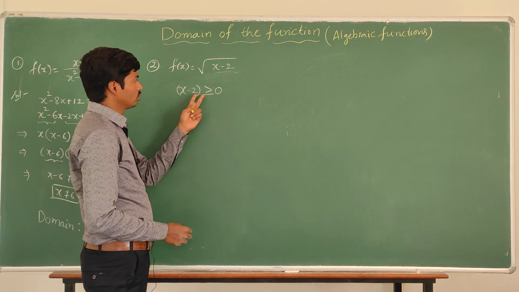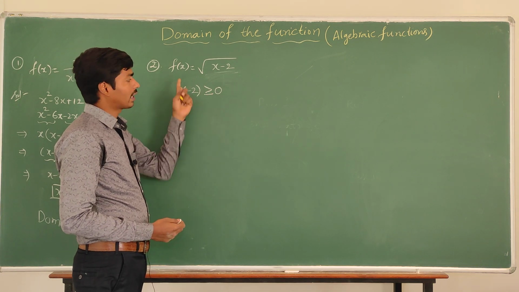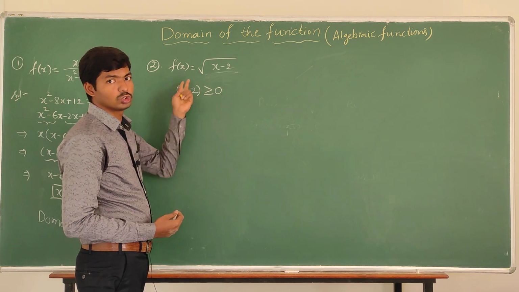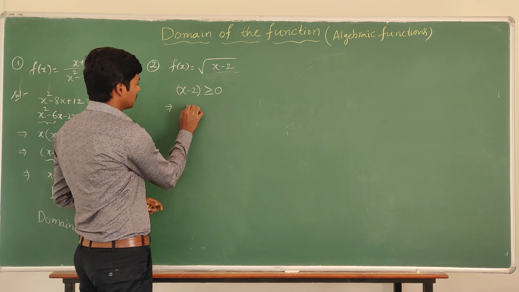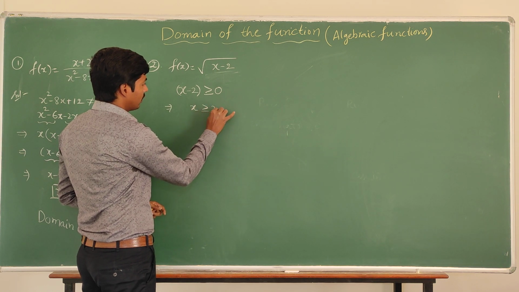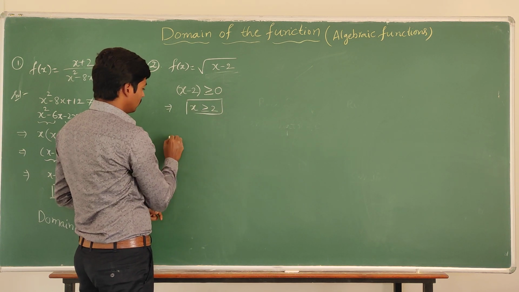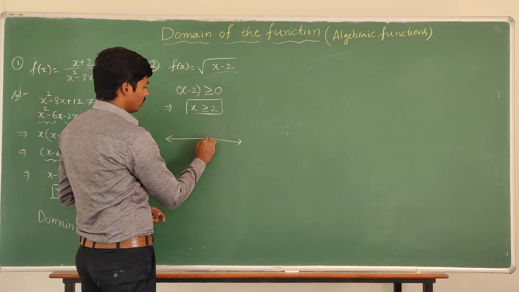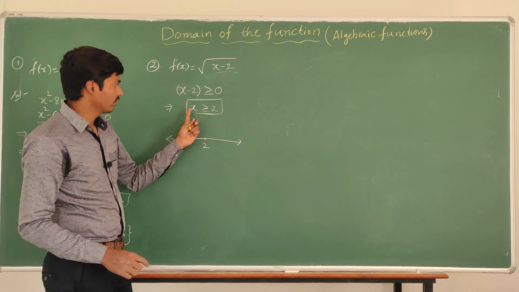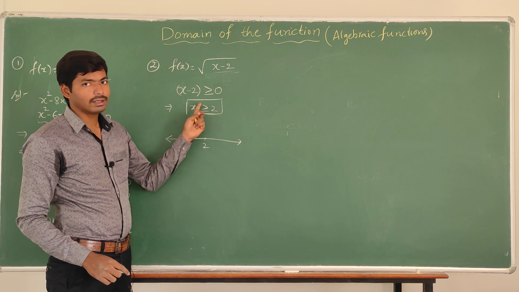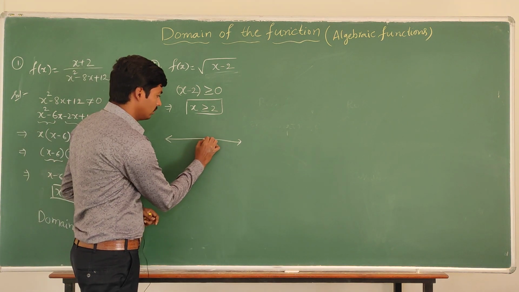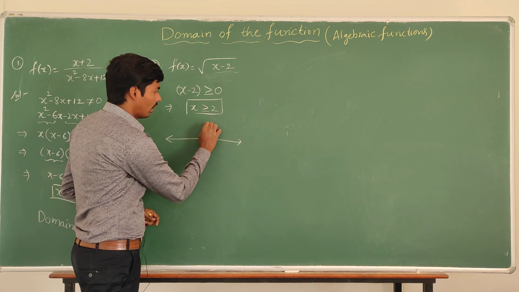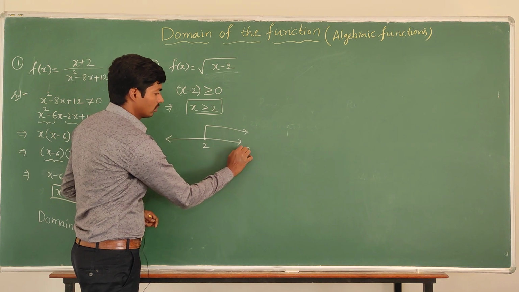Now x minus 2 is greater than or equal to 0. Transposing 2 to that side, minus 2 becomes plus 2. Now x is greater than or equal to 2. So take the number line. The x value is 2 or greater than 2, that means x value 2 or greater than 2 up to positive infinity.